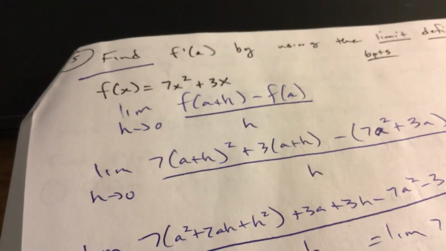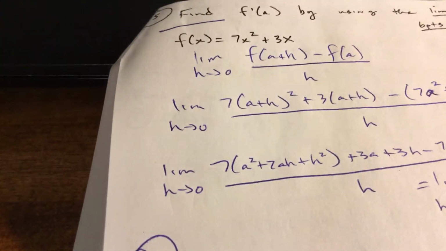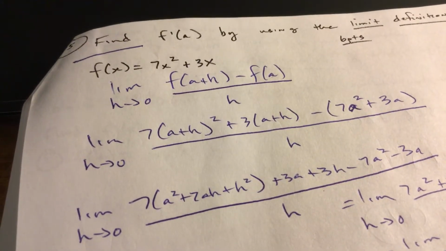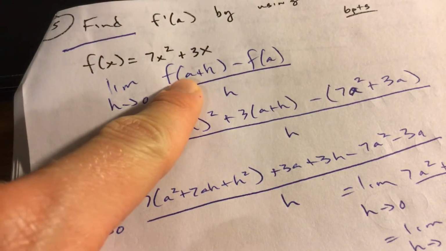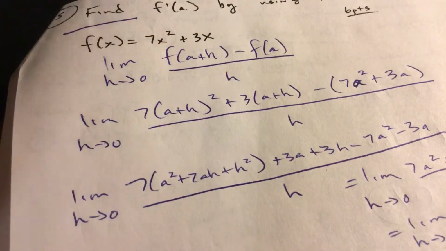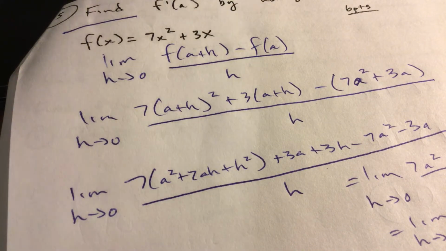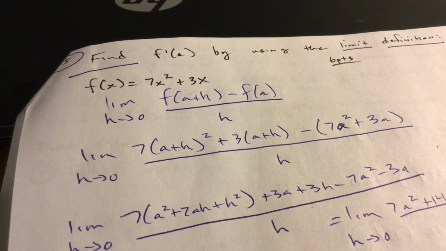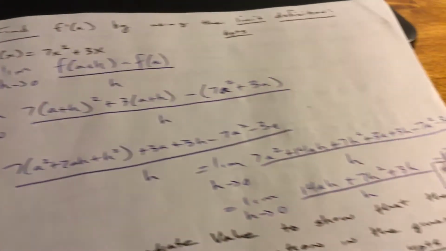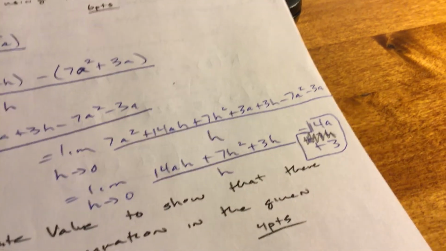Find f prime of a by using the limit definition. Now, if I do tell you to use the limit definition, that's the limit definition, okay? Again, the only thing that's different is we could plug x in there and x in there. The difference quotient there is the limit definition of the derivative. So I know my derivative has got to be 14x plus 3. So after all this canceling, I need to get 14a plus 3.